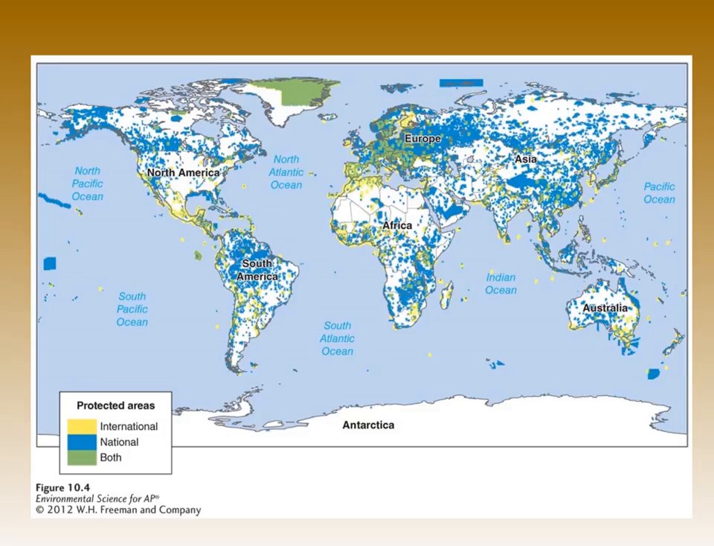All right, here is a map of the protected areas in the world. We have international, national, and both, to show you how much land around the world is being protected.